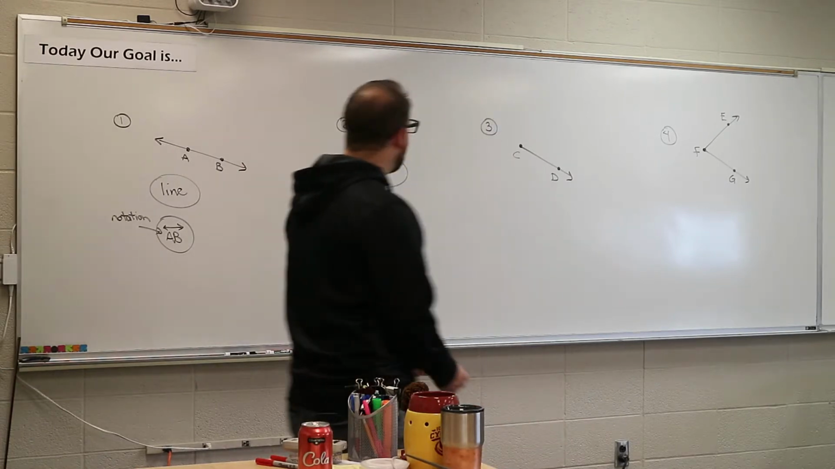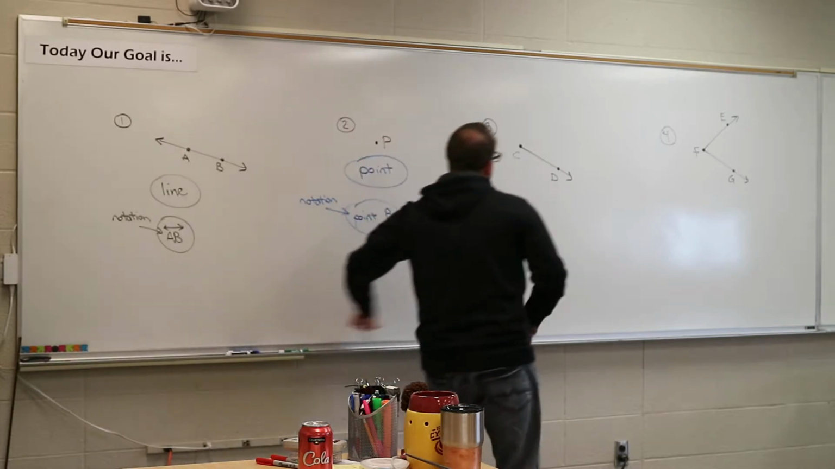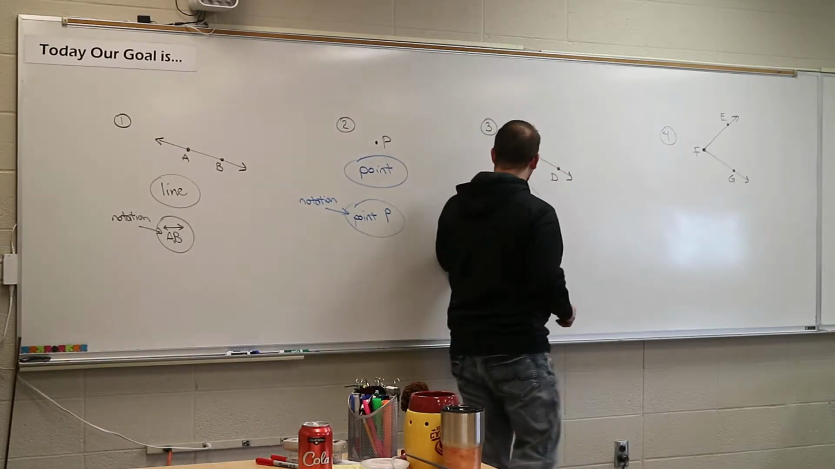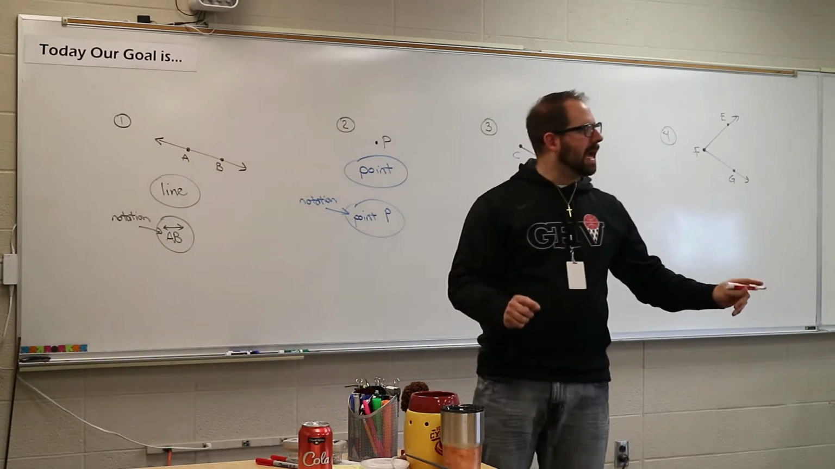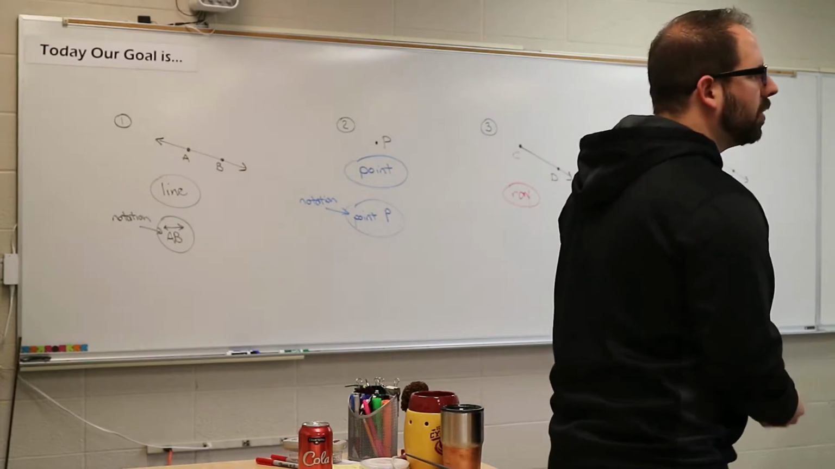Okay, the next one. All right, Connor, you want the next one? It's a ray. Very nicely done. So it's a ray. That's what I was looking for. That is the name of that object. Pretty good. Now, other than naming it ray, what's the notation for how you answer a question with ray?